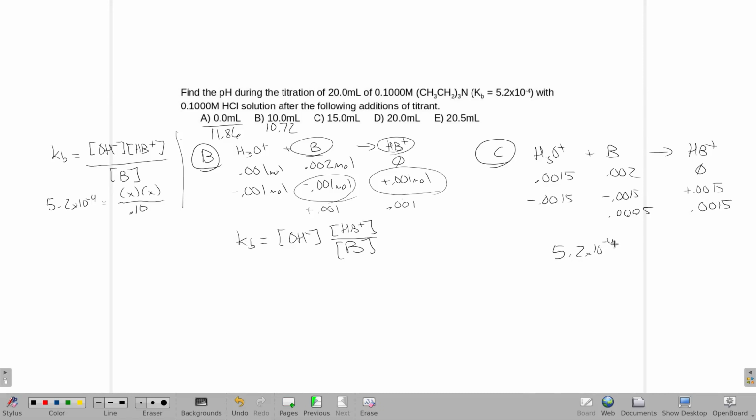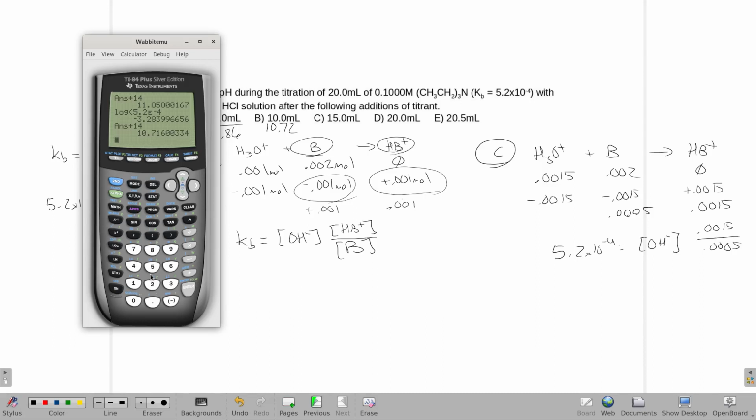So 5.2 times 10 to the negative 4th equals the OH concentration times 0.0015 all over 0.0005. So 5.2 times 10 to the negative fourth times 0.0005 divided by 0.0015 gives us 1.7. I'm going to take the log of that to give a pOH, and then I get a pH by adding that to 14. 10.24.